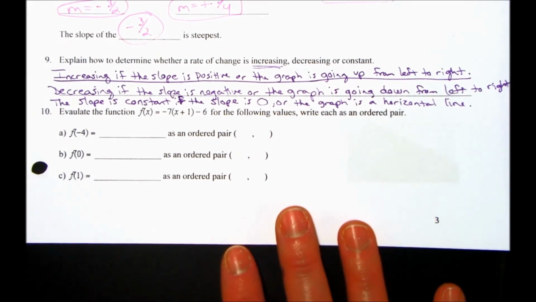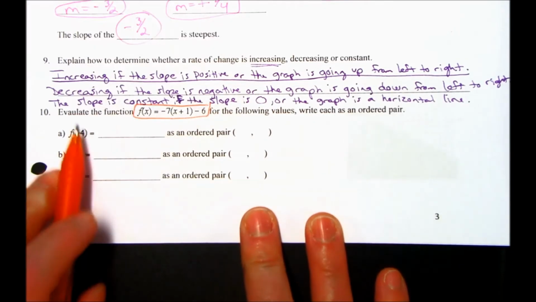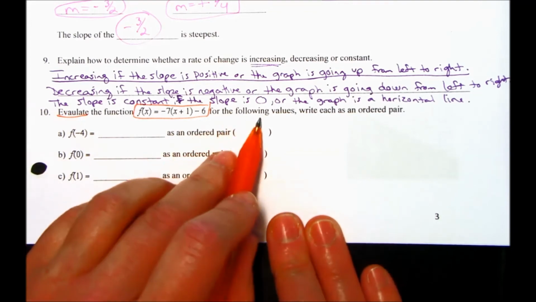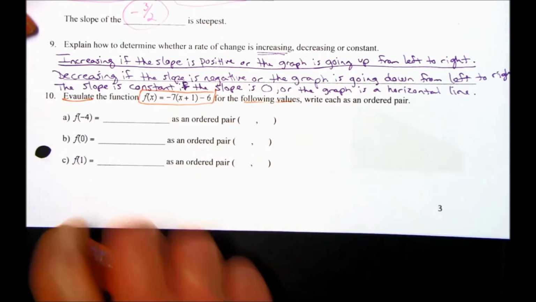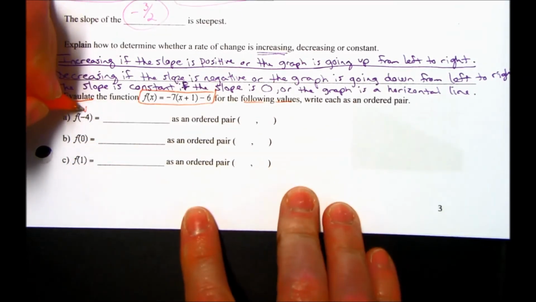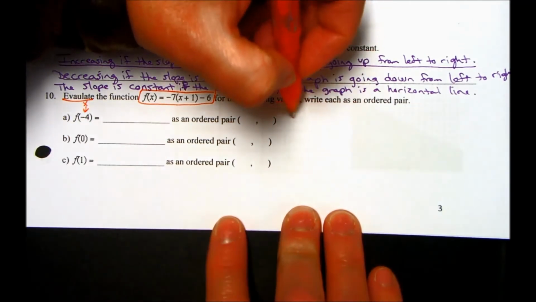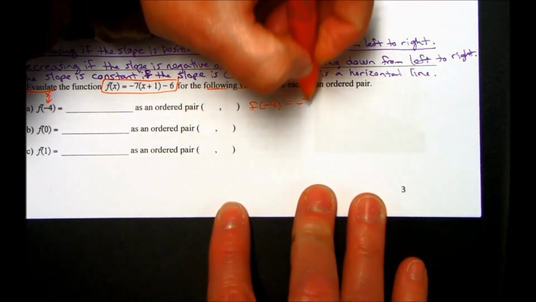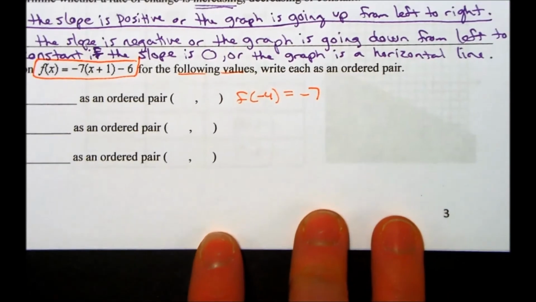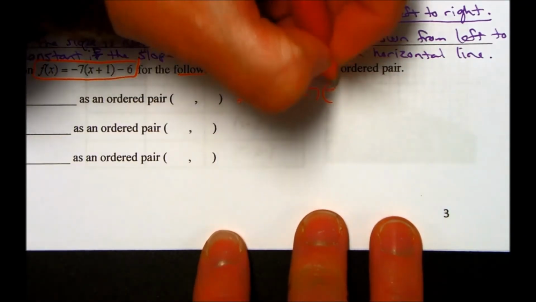All right, number 10, you're given an equation here, and you're evaluating the function for the following values, and then you're supposed to write it as an ordered pair. So we're finding f of -4, which means that our x coordinate is going to be -4. So if I do that off to the side, f of -4 is going to equal -7. Here, I'll zoom in a little bit. And then my x, again, I'm plugging in -4 for x, and then plus 1, minus 6.